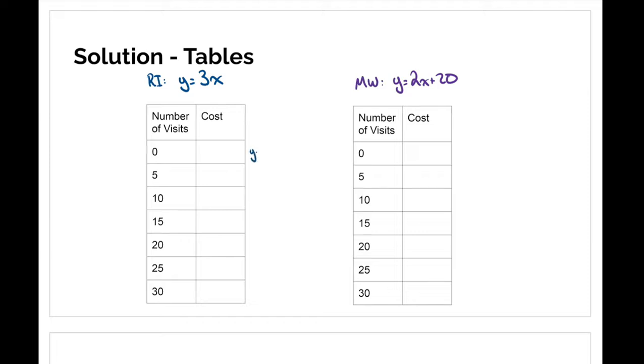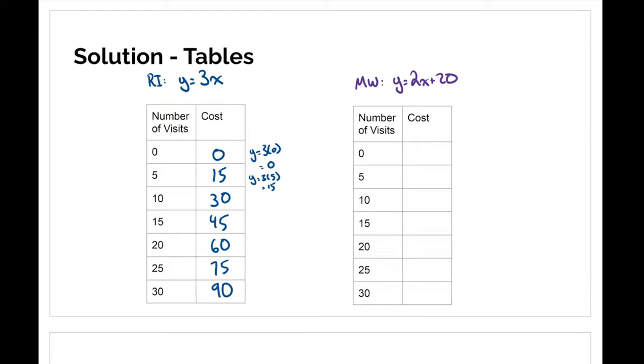So you could say y equals 3 times 0, in this case equals 0 for our cost. Next one, y equals 3 times 5, which equals 15. So the cost is 15. If you did it for 10, you'd get 30. Then 45, 60, 75, and 90.